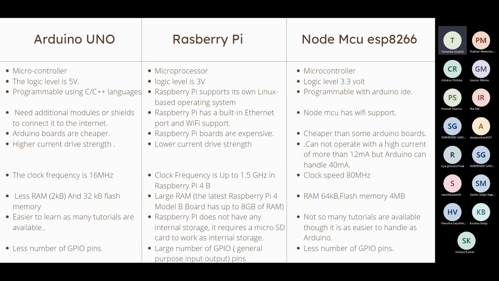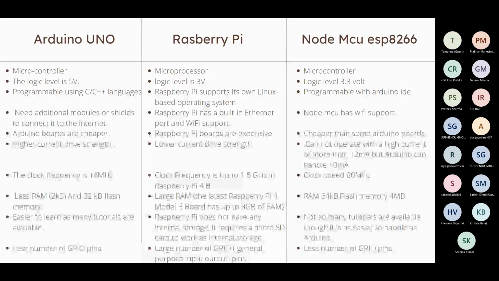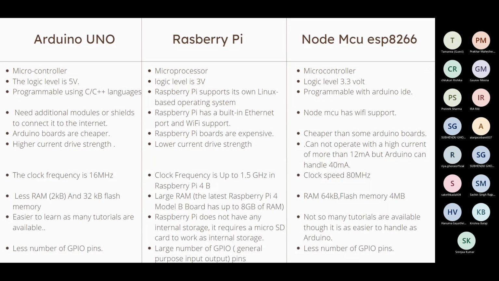As for the RAM, Raspberry Pi can support up to 8 GB of external RAM, whereas Arduino Uno or Node MCU can support very little. The RAM of Arduino Uno is 2 KB and that of Node MCU is 64 KB.